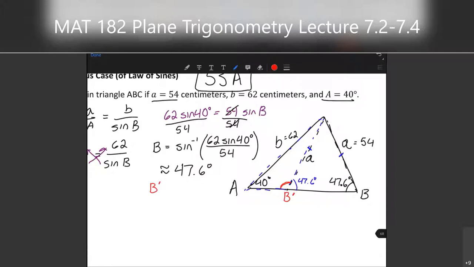Yep, Aiden, that's really close. We just use that decimal. Yeah, that will be 132.4. So this is really a second angle, which is going to create a second triangle there in the highlighted blue section.